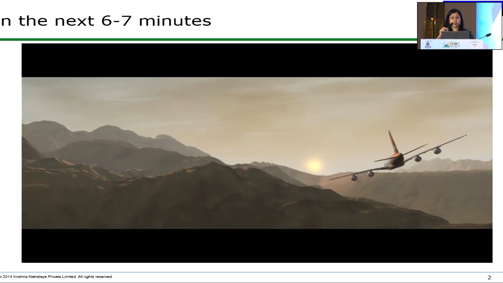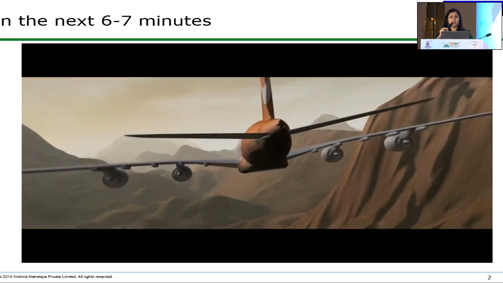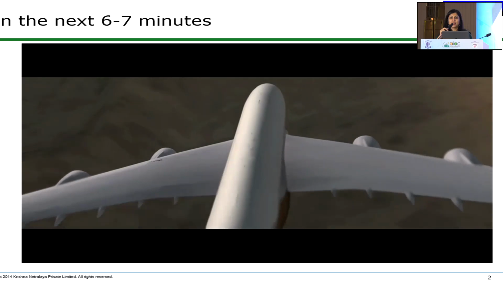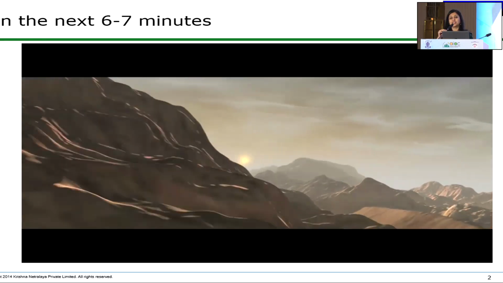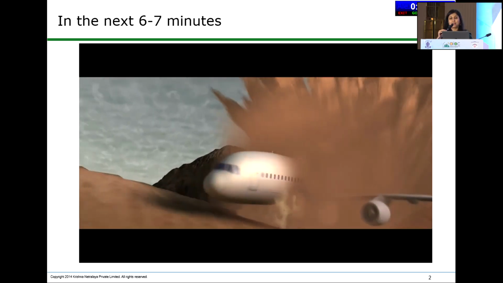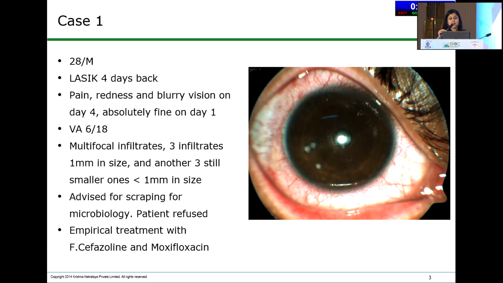A very good evening to everyone. In the next 6 to 7 minutes, let's delve into this very important topic of post-refractive surgery mishaps. Given the excitement around refractive surgery these days, all the attention is on doing various kinds of procedures, but accidents do happen. And we should all be aware of how to tackle them, as it can happen to any one of us. So I'll be presenting some clinical scenarios.